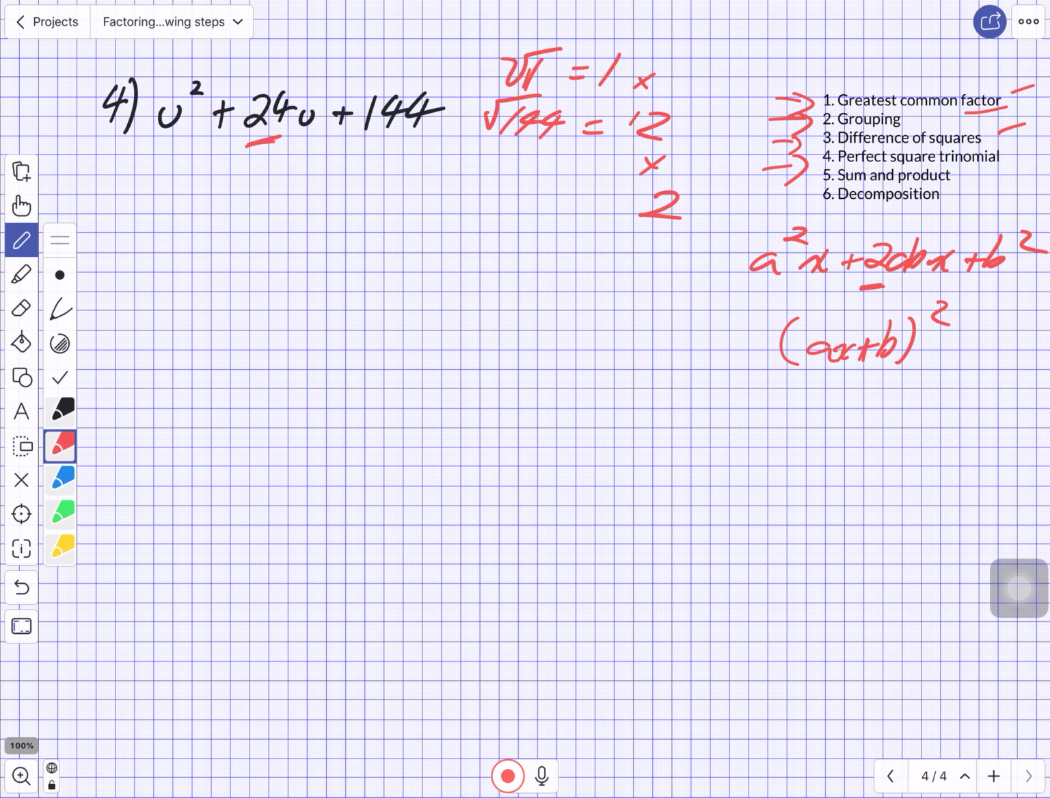So instead of doing all my sum and product and decomposition work, I can go straight to this. Square root of the first term is u. You're right, is u. Okay. And then the middle term is a plus. It could be a subtraction sign too. Could it be? Yes, but the last term would be subtraction. We're going to bring down the plus. And then what's the square root of 144? Plus 12. Yeah, positive 12. And then we're just going to put a squared there.